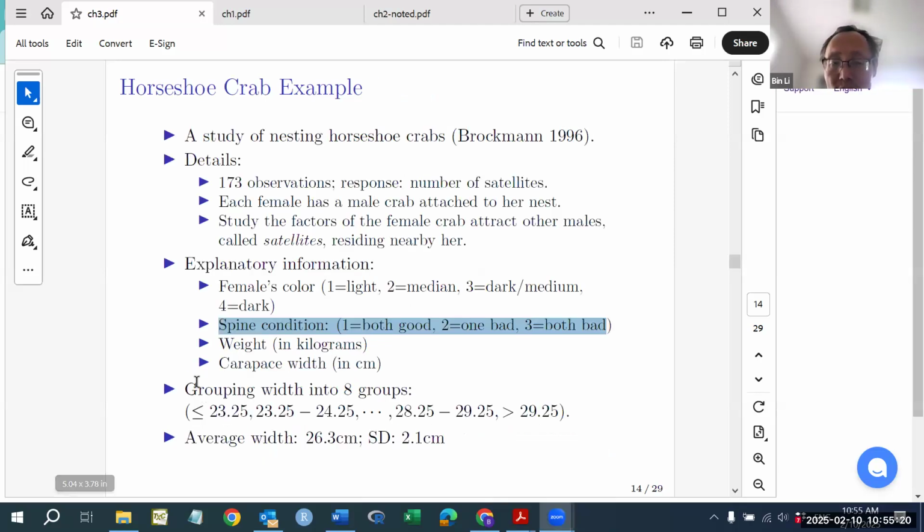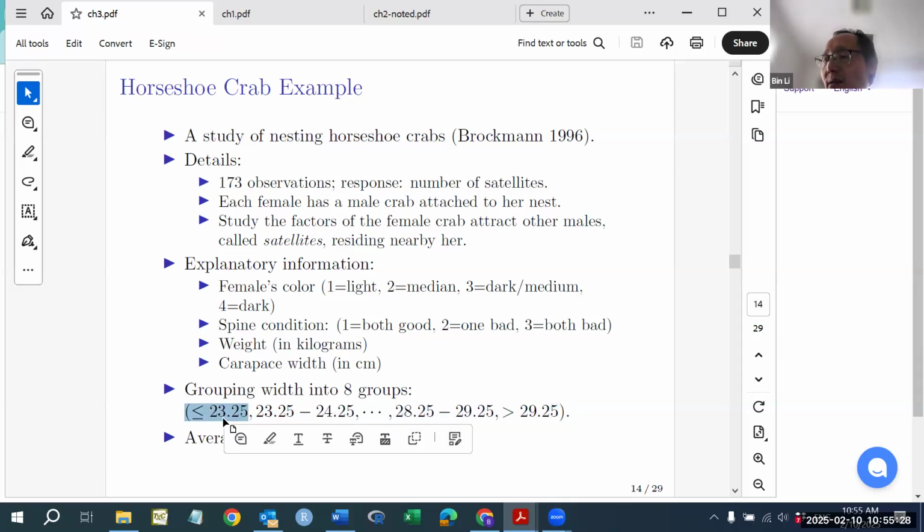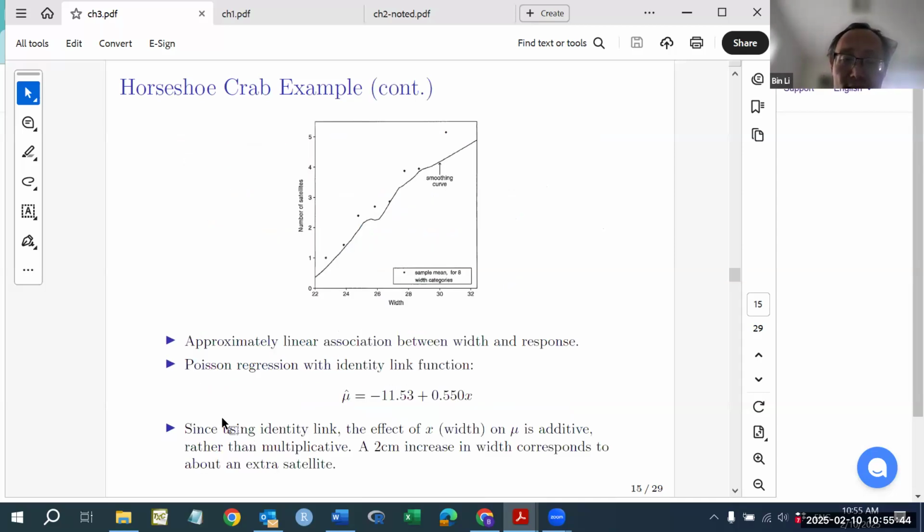You see here we group the carapace width into 8 groups. Okay, so for each group, we found the samples and get the average number of satellites and also the average carapace width for each group. Okay, so we have this information and we do the dots for each group. So we have 8 dots, 1 for each group.